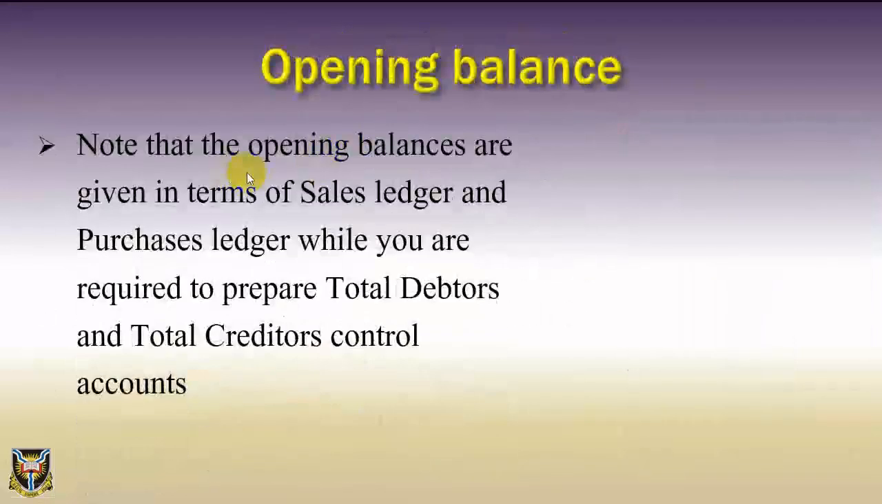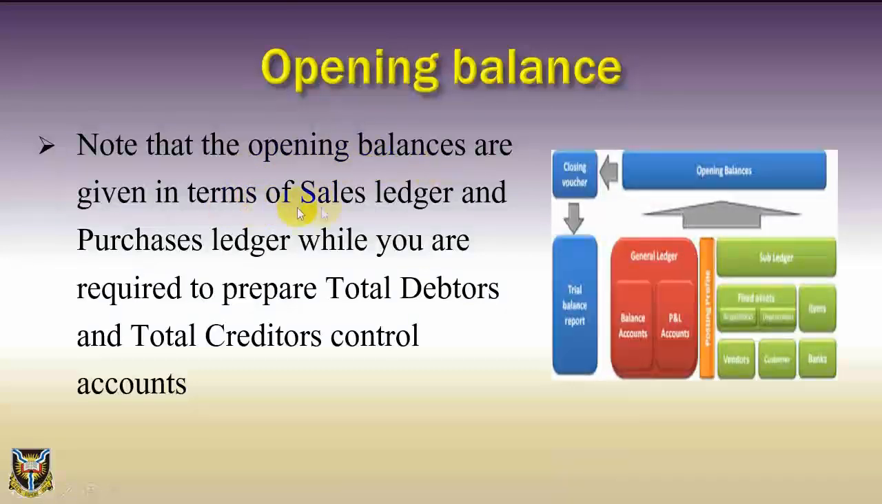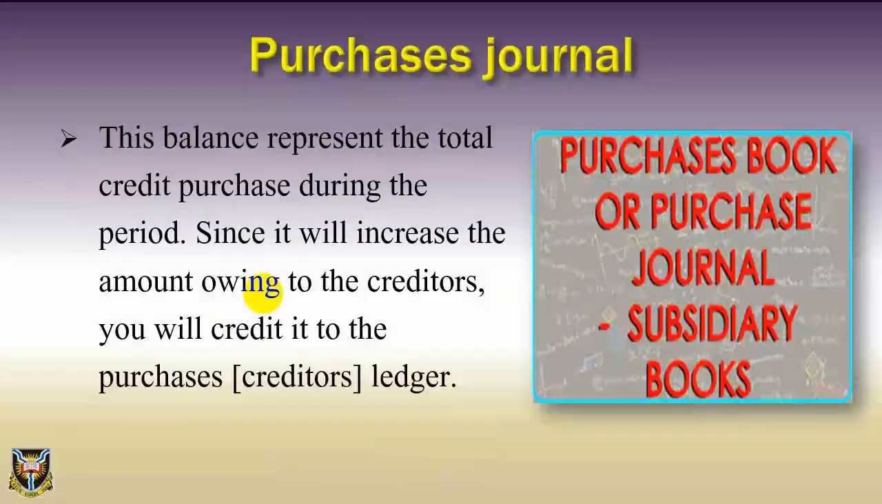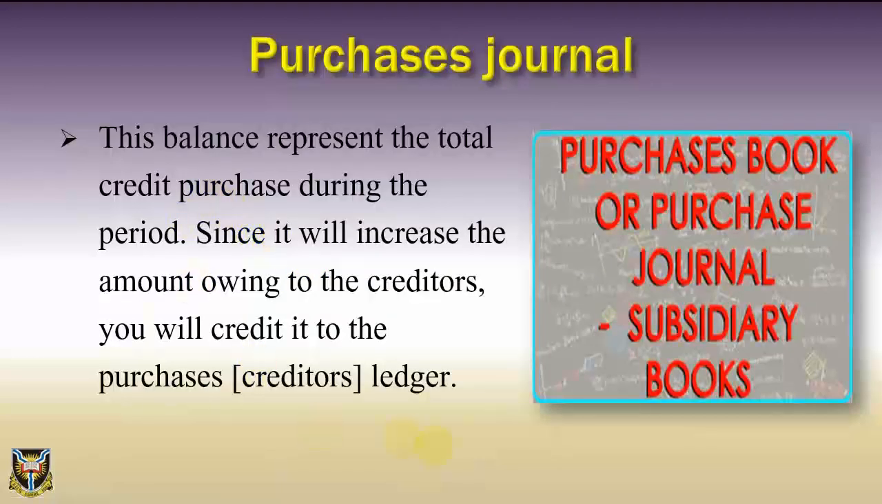Opening balance. Note that the opening balances are given in terms of sales ledger and purchases ledger, while you are required to prepare total debtors and total creditors control accounts. As a guide, you are advised to always write the order name in brackets. Since sales ledger is also the total debtors, you will debit the opening balance in the sales ledger control account. Similarly, the purchases ledger balance, which is the same as the opening total creditors, will be credited to the purchases ledger.